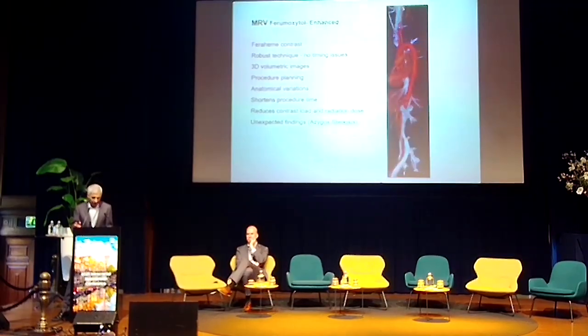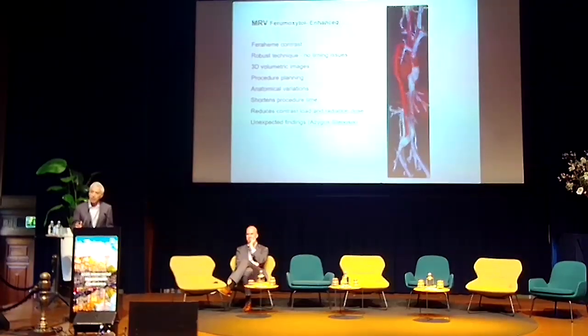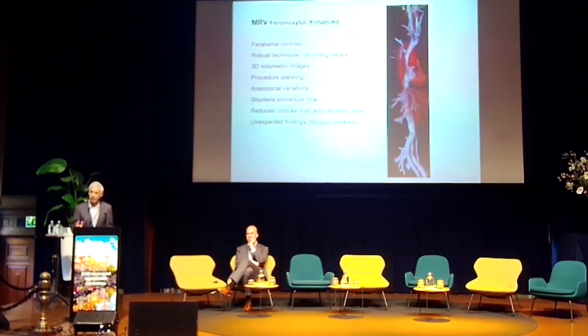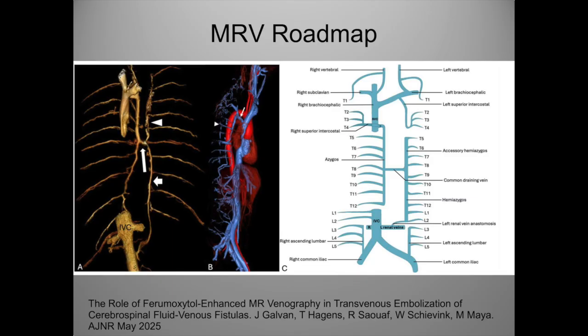We found this to be very useful, the MR venogram, and that is a robust technique which can be done without special attention to timing of injection. It stays there for a while, and then it continues to opacify the arteries and the veins, and it helps us with the procedure planning, shows us the anatomical variants. We feel and we know that it shortens the procedure time, reduces the contrast load, and can lead to some unexpected findings, which we'll talk about.